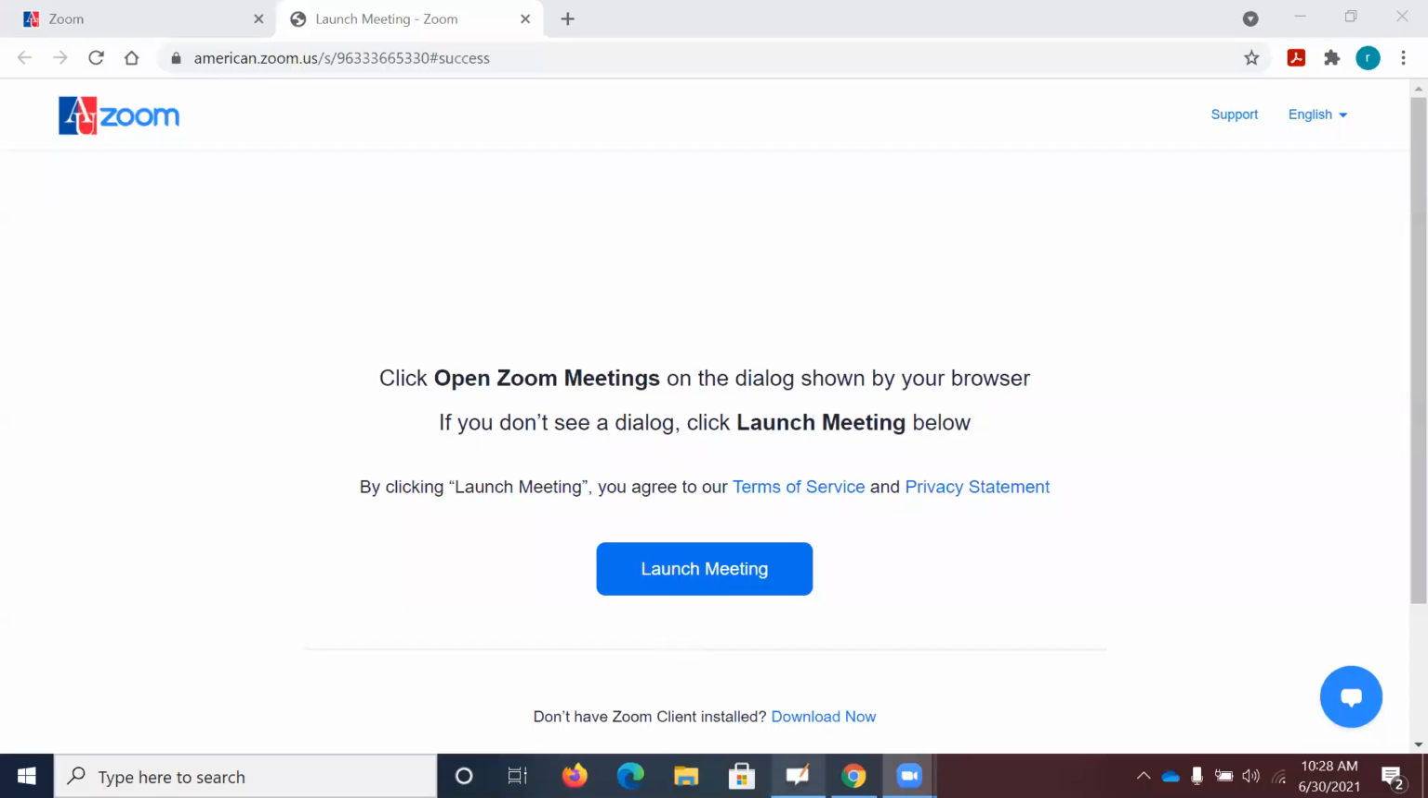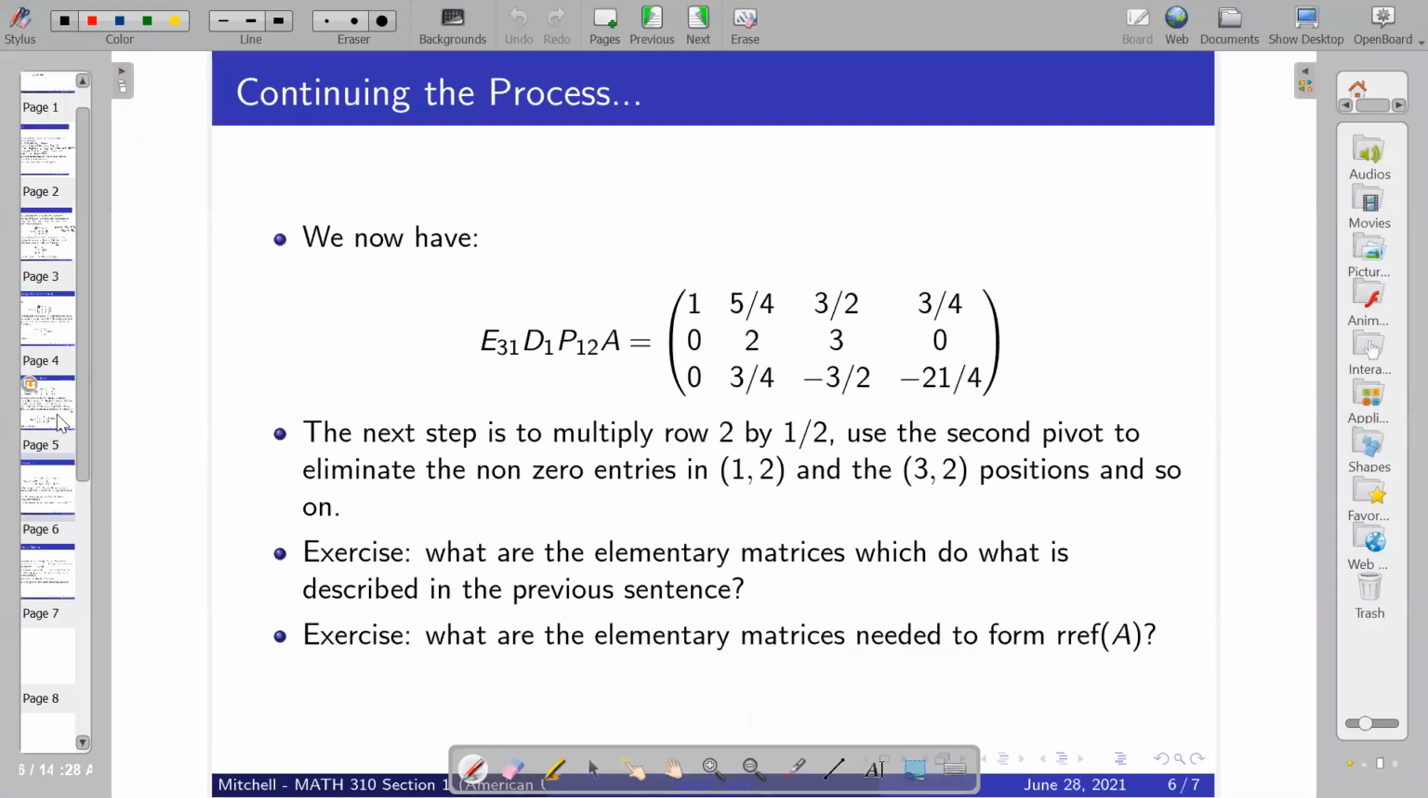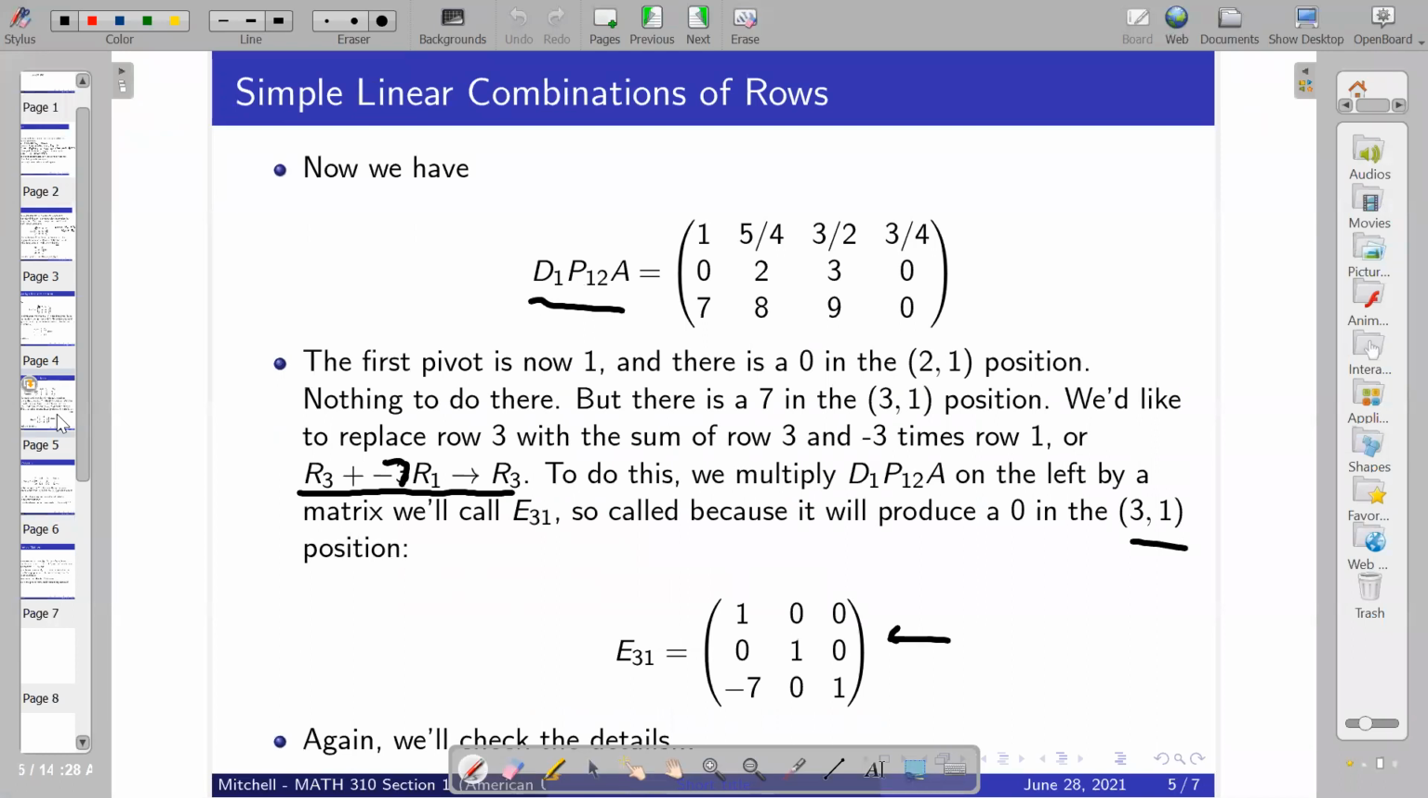All right, so let's take a look at what we've got. So we were right here, I think. At this point, remember, we wanted to represent the action of replacing row 3 with a linear combination of row 3 and row 1. The purpose of that elementary row operation was to use the non-zero pivot that you see right here to produce a 0 where you see 7, and this was the elementary matrix which represented that row operation.